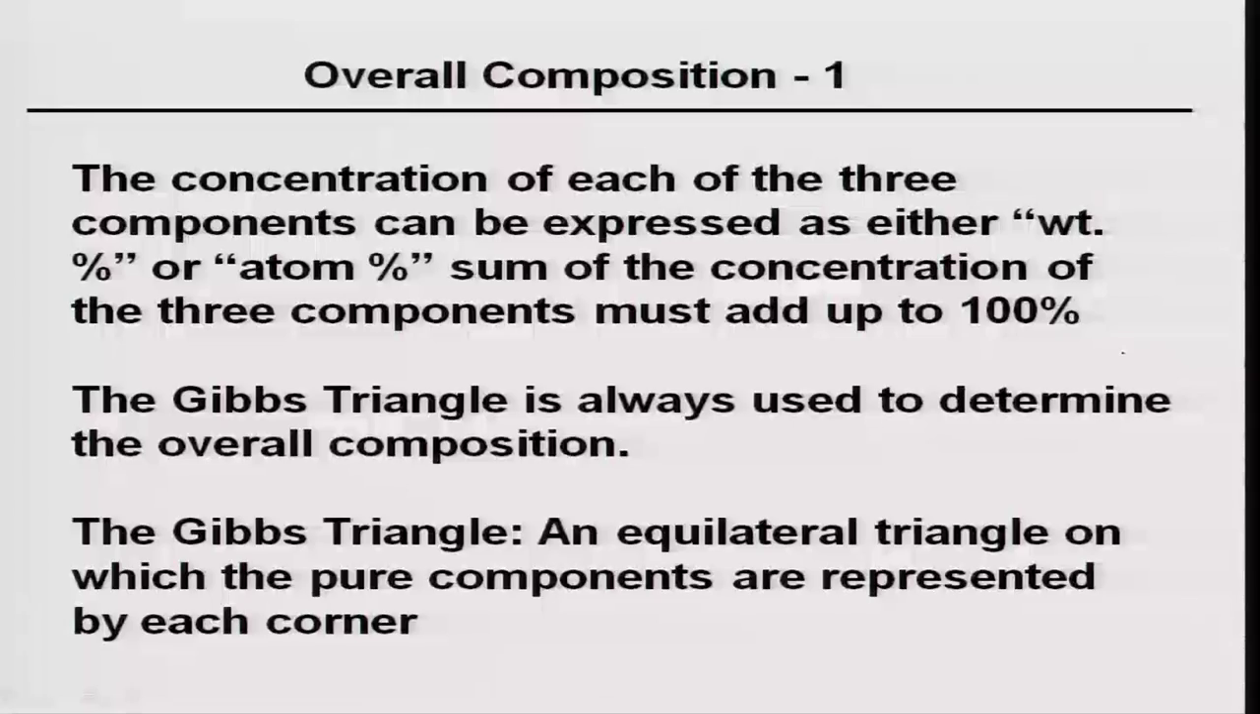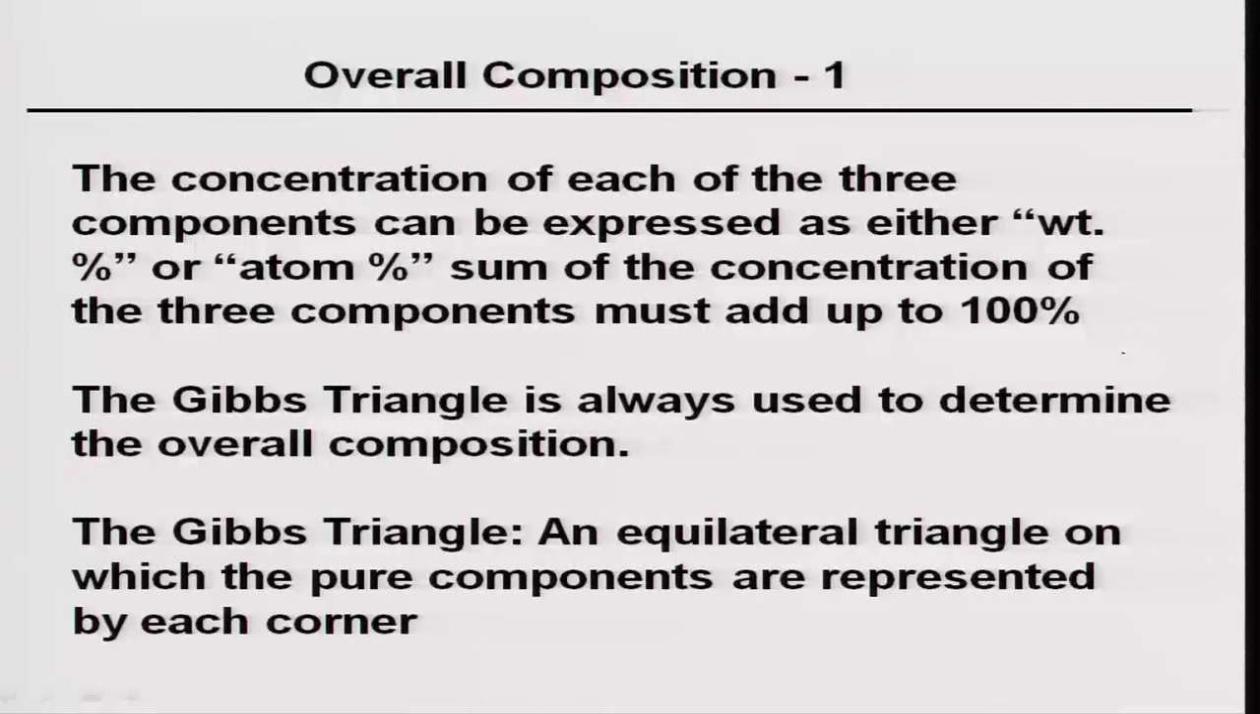In a binary, we express composition by weight percent, atom percent basis or mole fraction basis. So, the sum of the concentrations will be either 100% or 1. If it is represented in terms of weight percent or atom percentage, then x a plus b plus c will be 100. If it is represented by fractions, like x a equal to fraction, x b equal to fraction, x c equal to fraction, then the total x a plus x b plus x c will be 1.